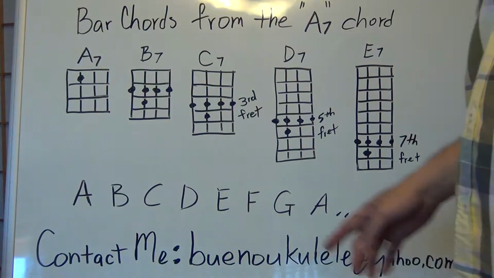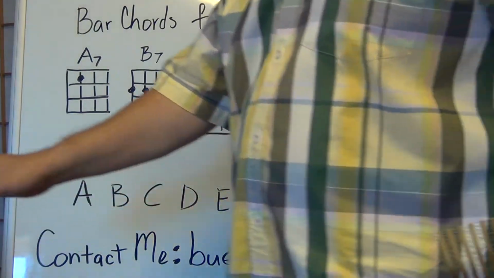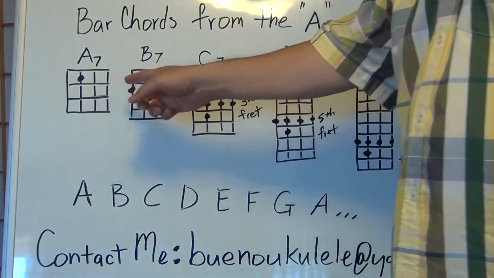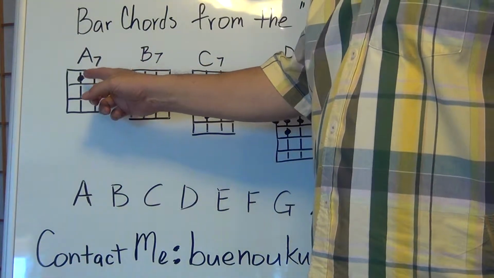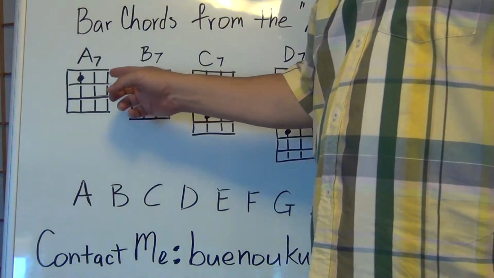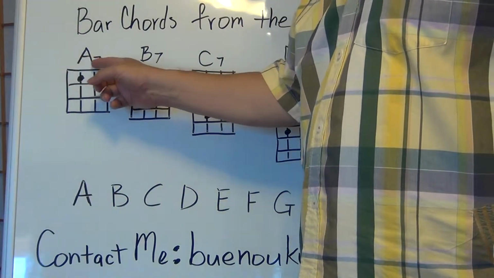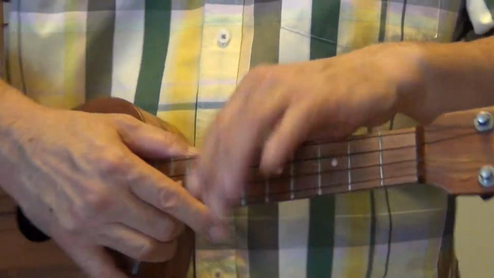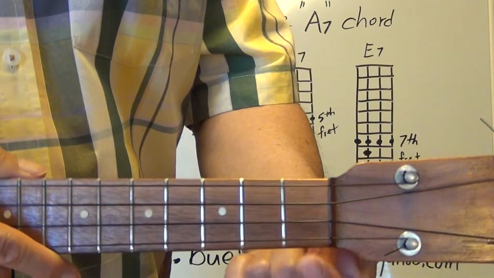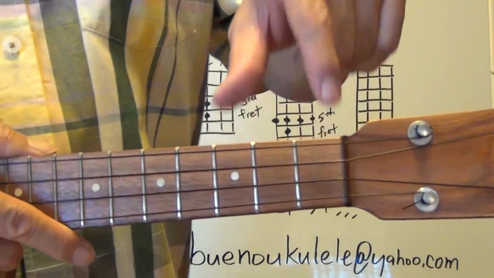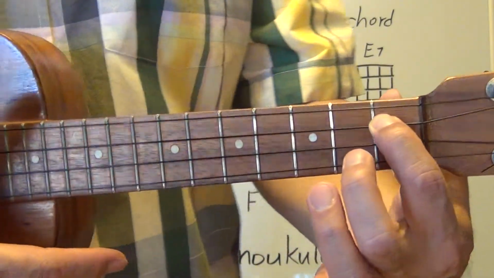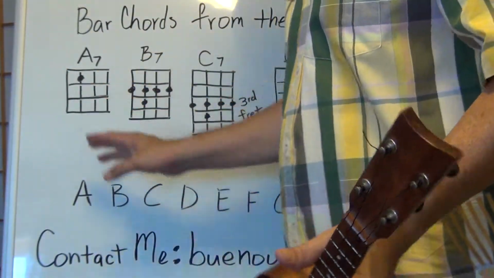Now, we're starting from the A7. That's your regular position A7 chord, and basically this formation moves up. This bar here is not really a bar, it's the bridge of the ukulele, as we discussed in previous lessons. Right here, that's the bridge. A7, one note right there. It's a chord you already know.